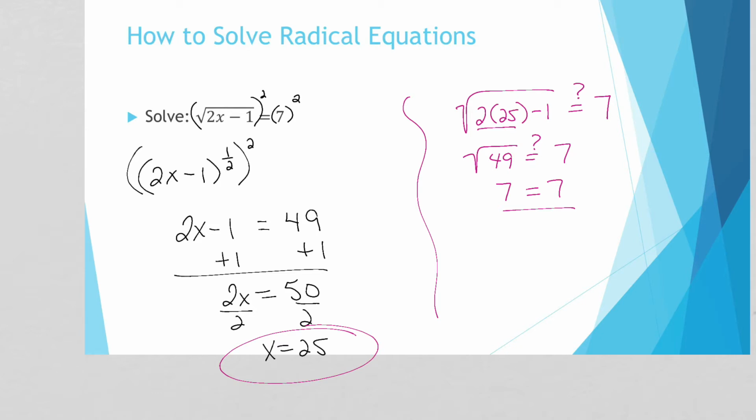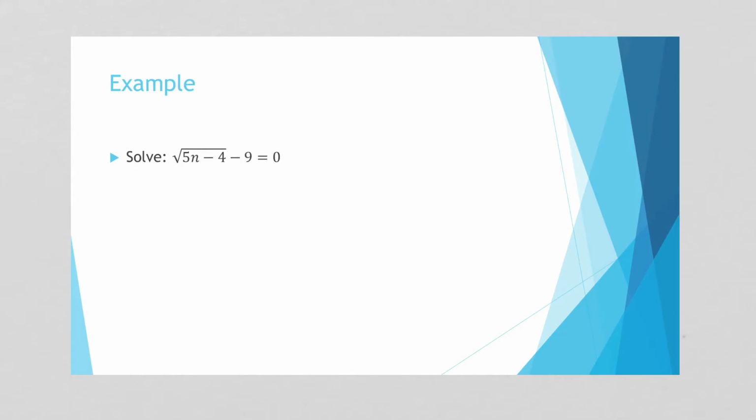All right, so what about this problem? So again, step number 1 says to isolate your radical. So we want to add 9 to isolate the radical by itself on the left-hand side.